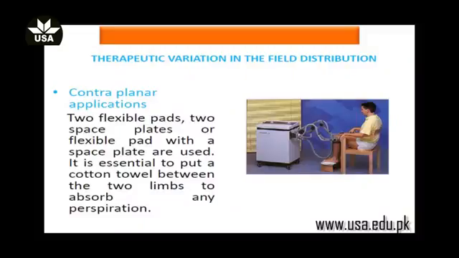Here we are going to discuss the contraplanar application method. In this method, two flexible pads or two space plates are placed opposite to each other. Like in this picture displayed on the screen, these electrodes are placed over both knees. One is placed over the right knee and the other over the left knee. Both knees are together and there is a towel placed between the two knees in order to absorb any perspiration.